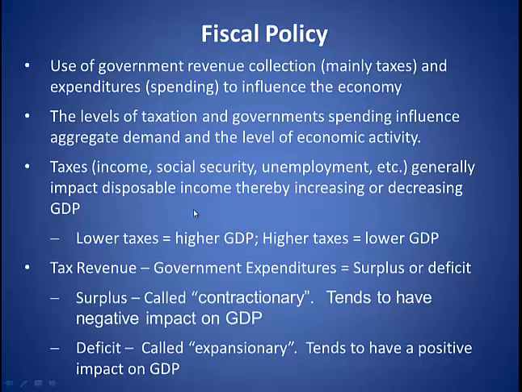Taxes, which include things like income taxes, Social Security, unemployment, value-added taxes, etc., generally impact disposable income, thereby increasing or decreasing GDP. Lower taxes equal higher GDP. In other words, you'll have a higher disposable income. Higher taxes equal lower GDP, which means you'll have a lower disposable income. Tax revenues minus government expenditures is going to result in a surplus or a deficit. If revenue exceeds expenditures, that results in a surplus. If expenditures exceed revenues, that results in a deficit.